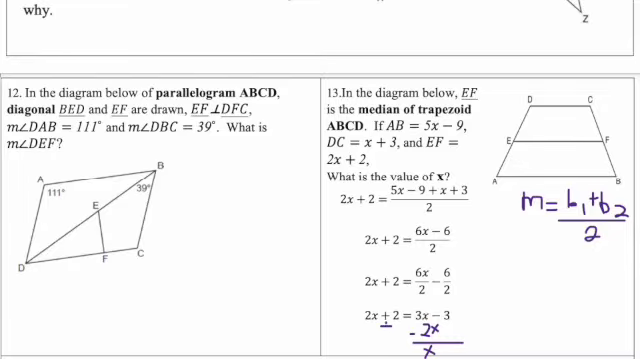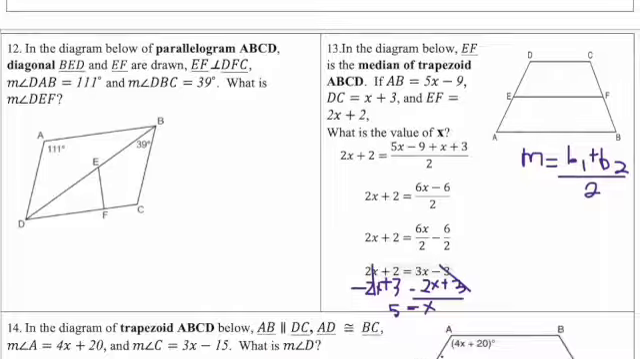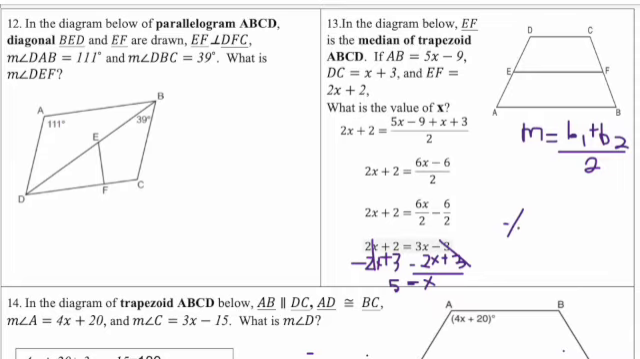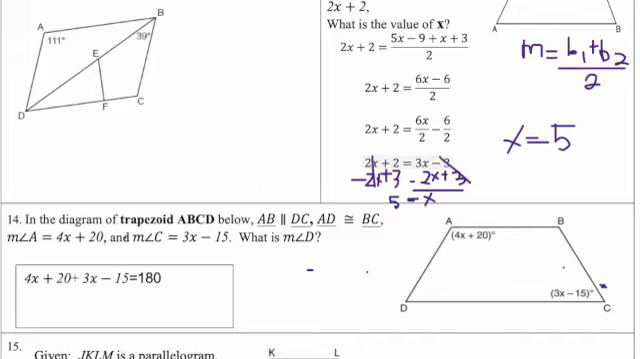Then we add 3 to both sides. I'm just going to leave that here so you see what I did. Add 3 to both sides, and I get 5 equals x. Okay, let's take a look at the next problem. X equals 5.